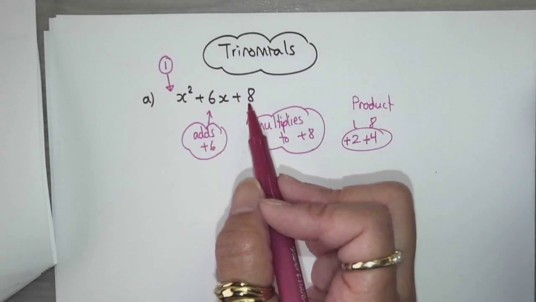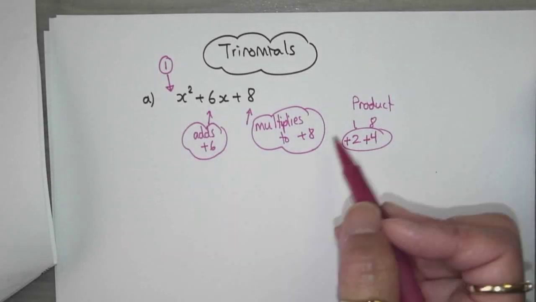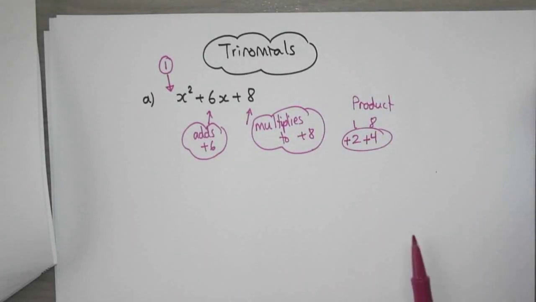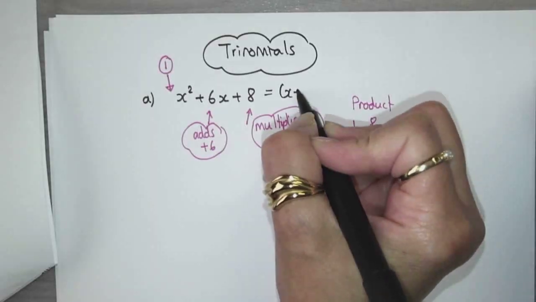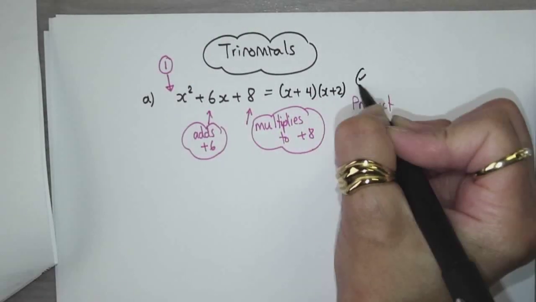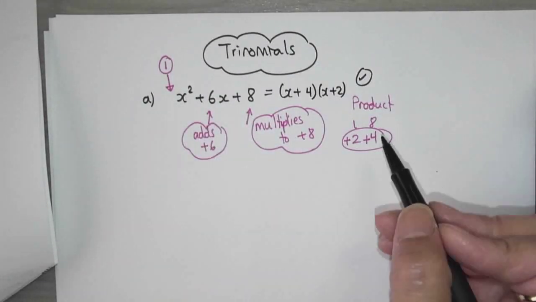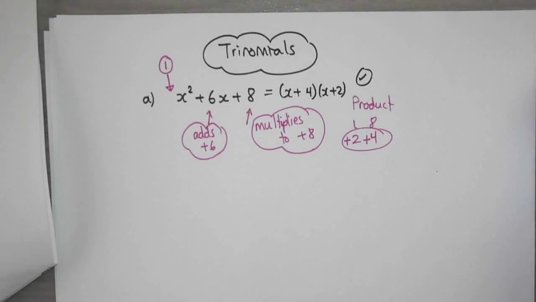Does that work for multiplying to positive 8? Yes, and then I just do that on the side. I don't need to see any work for this. I want you to go straight to the answer. You shouldn't have to show any steps for simple trinomials. You should be able to do this on the side and go straight to x plus 4, x plus 2, and just write the answer. I don't need to see product or any of the words.